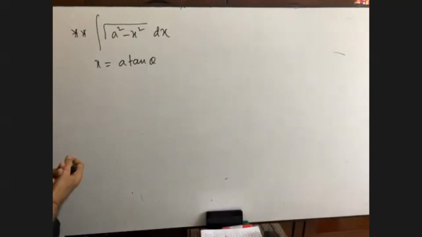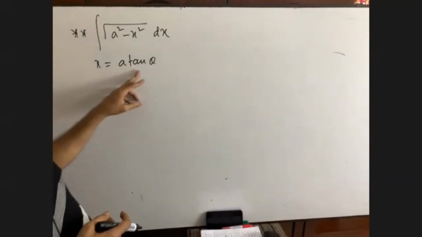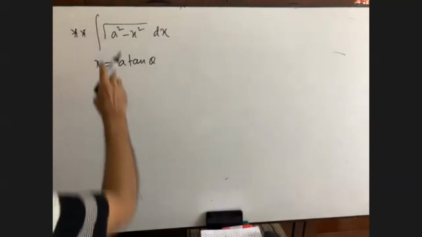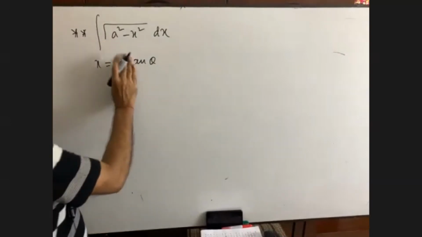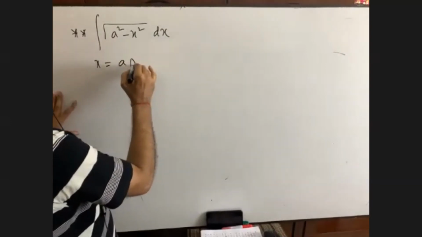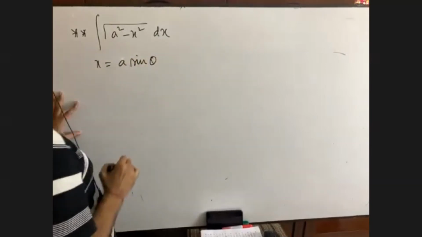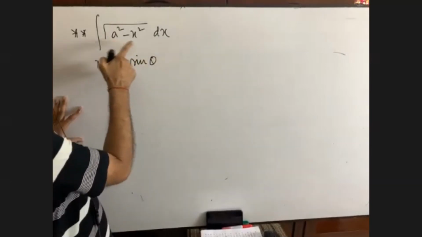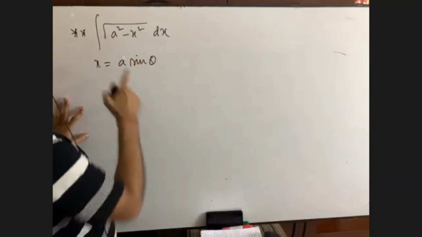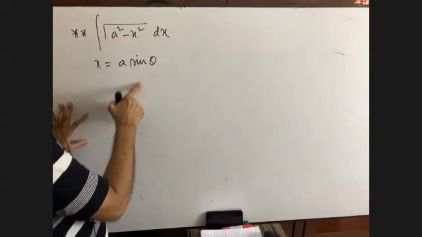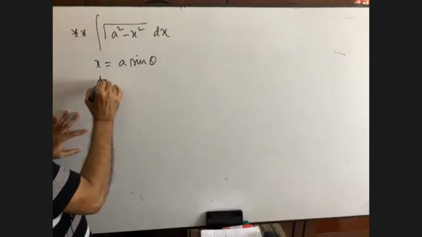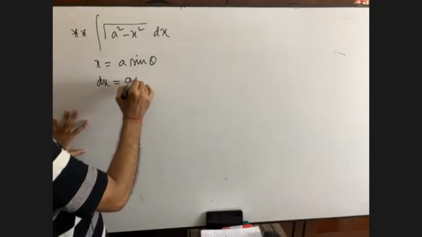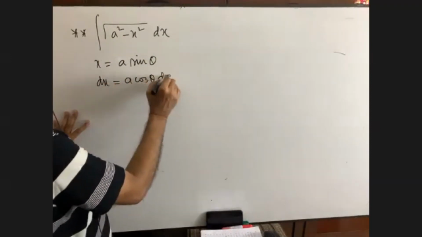A tan theta or anything else? Talk to me. If I let a tan theta, then our math won't work, because in the formula we don't get it. So we have to take sine theta or cos theta, a sine theta. Because in the formula of tan, it is 1 plus tan square theta equals to sec square theta. But if it is minus, then you have to let sine theta or cos theta. Very good. So dx equal to what? A cos theta d theta.